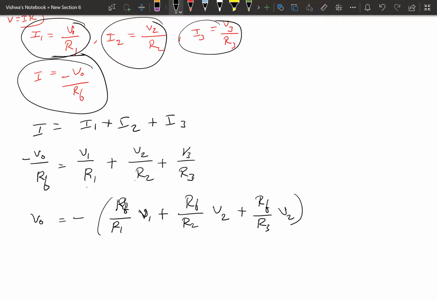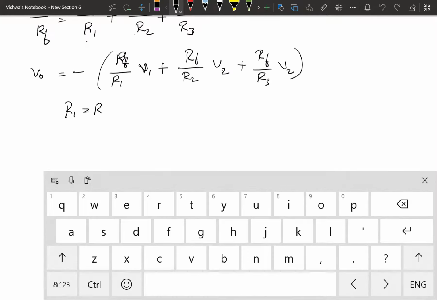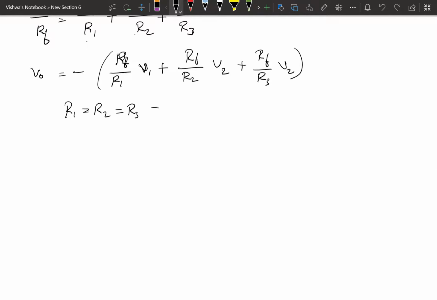Now let us consider that the 3 resistors have the same value. So R1 is equal to R2 is equal to R3. All these 3 resistors have the same value R, then you can take R as common. And also the feedback resistor RF is equal to R. In this condition, what happens?